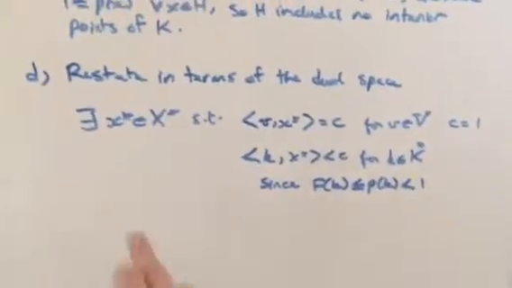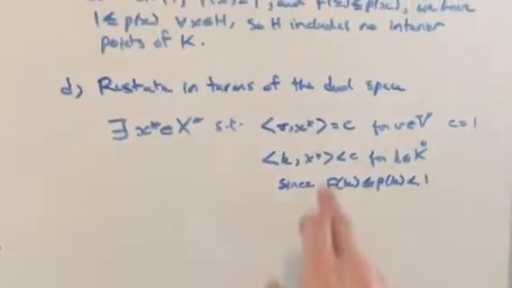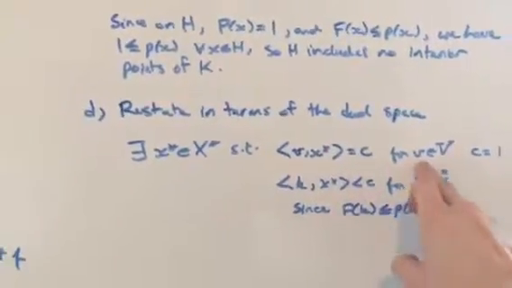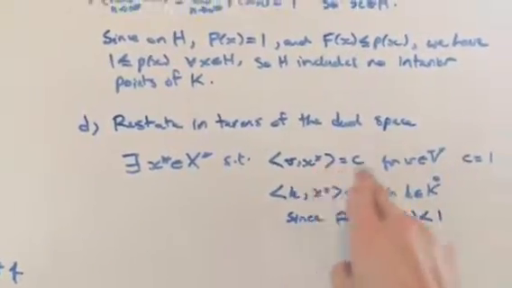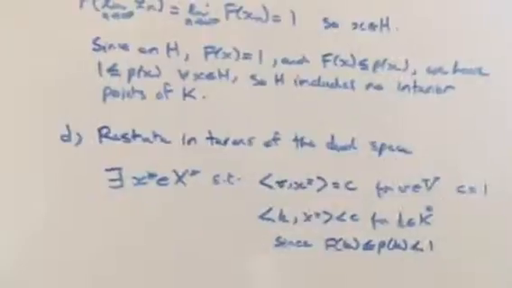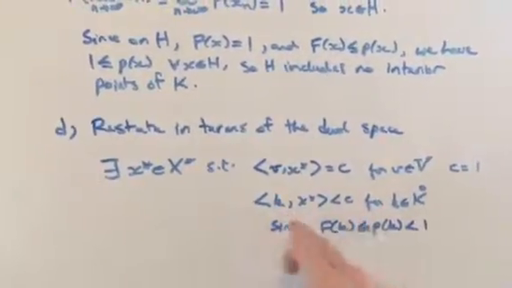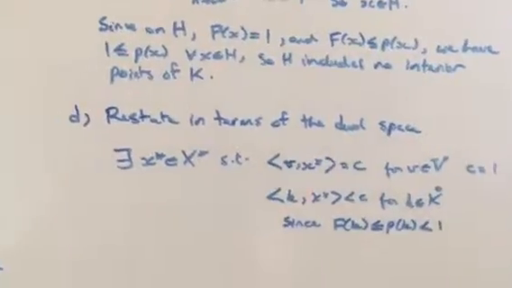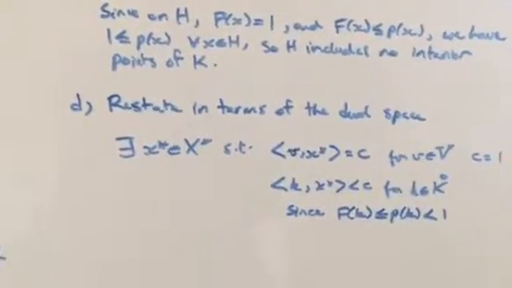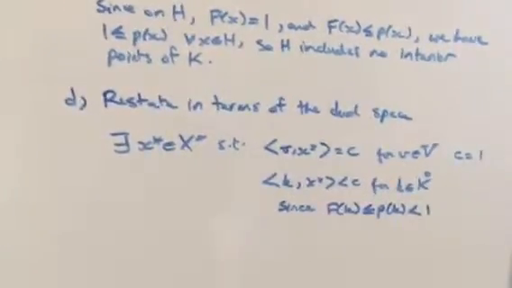And if we restate this in terms of the dual space, we know that there's some vector x star, an element of the dual, such that when we're looking at any element of the linear variety V, it's going to be equal to 1 when we evaluate it using our inner product. And likewise, if we do the same thing but with some element k of the interior of K, we get that it's less than or equal to c, which is equal to 1 here. So that's the whole proof.